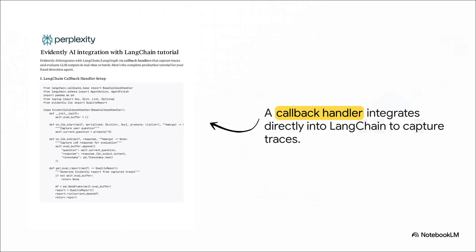Well, if you're using a framework like LangChain, it's actually pretty simple. You can use what's called a callback handler, just like this one on the screen. It basically hooks right into your agent and listens in on all the LLM calls, logging the whole conversation, the questions, the answers, so you can analyze it later.